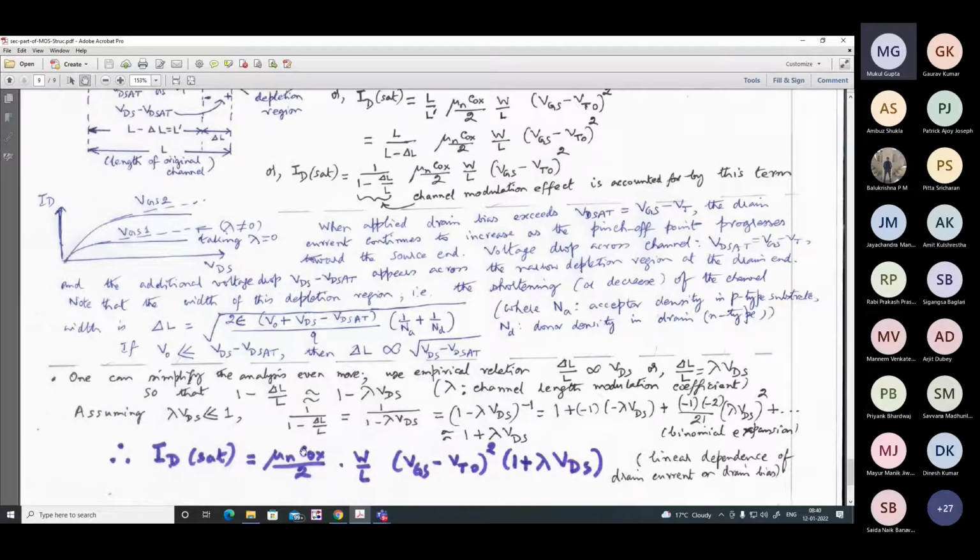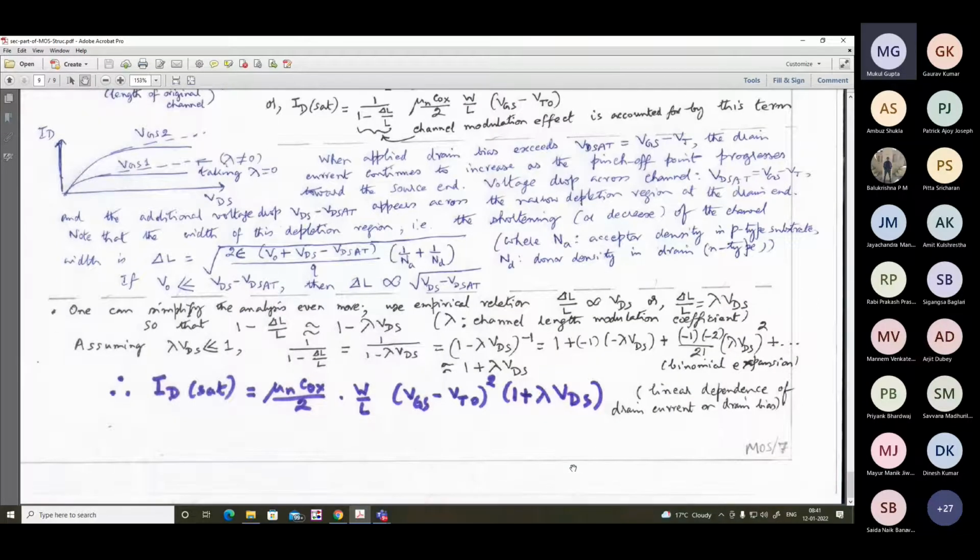That means the expression for saturation drain current involves the mobility of n-type carriers, gate capacitance per unit area, then the aspect ratio W by L, gate voltage, zero bias threshold voltage, and then lambda you bring into account for high value of drain to source voltage, much above VGS. Okay, right. So this is a complete expression.